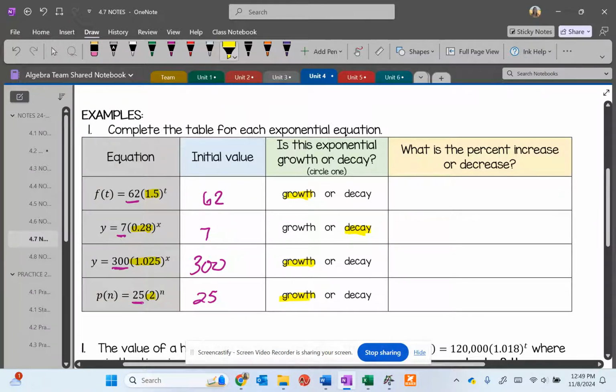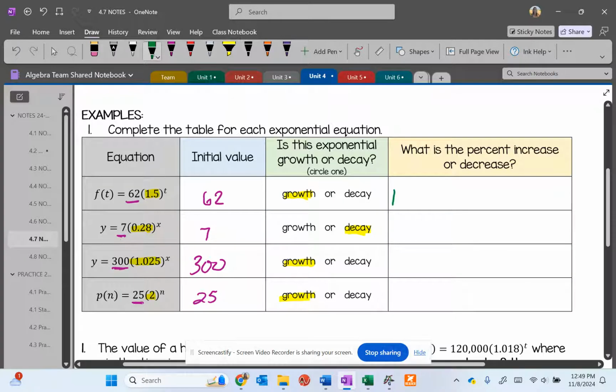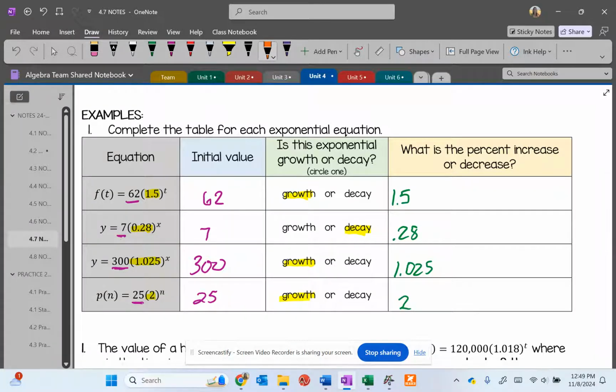Now here's the tricky part. This is where we have to interpret the multiplier. So right now I'm just going to write the multiplier off to the side here. So 1.5, 0.28, 1.025, and 2. Now, just looking at this, this does not look like a percent because it's not.